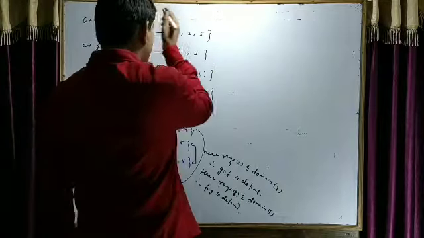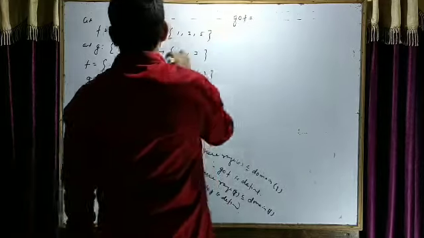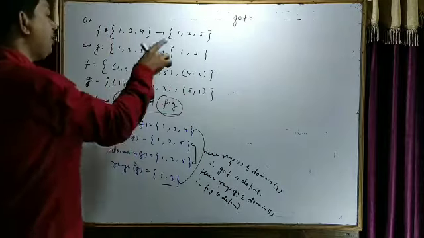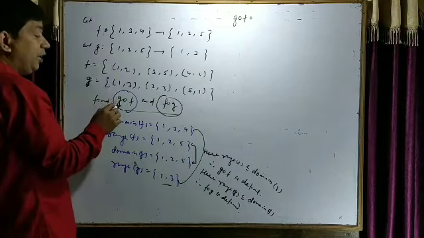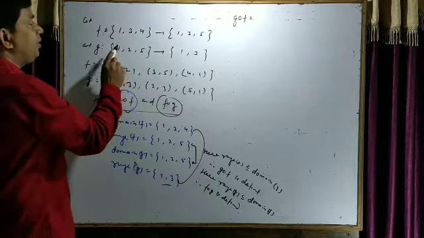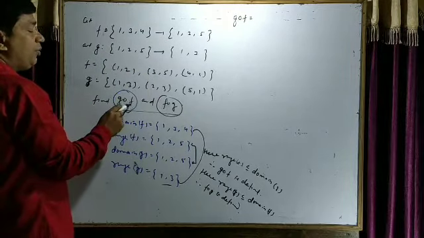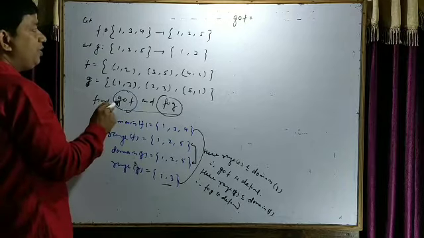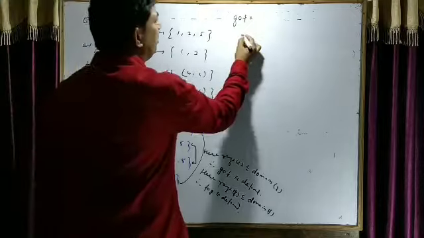Now we have to find fog first. F is a function, G is a function, fog is also a function, and GOF is also a function. I already explained, F is a function from this set to this set, G is a function from this set to this set, then GOF is a composition of F and G. So GOF is defined from this set to this set.